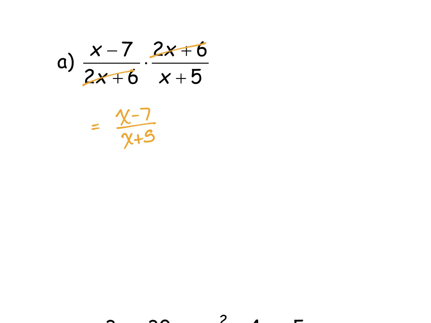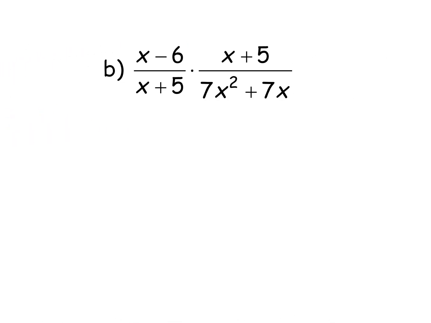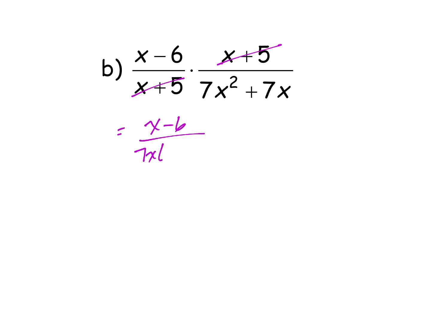So I think B is fairly similar. Except I will have to do a little bit of factoring still. So I know the x plus 5s go away. And let's see, so I have x minus 6. And in the bottom, 7x is going to be x plus 1. So there's no more canceling I can do. So this is my answer, and I'm done.